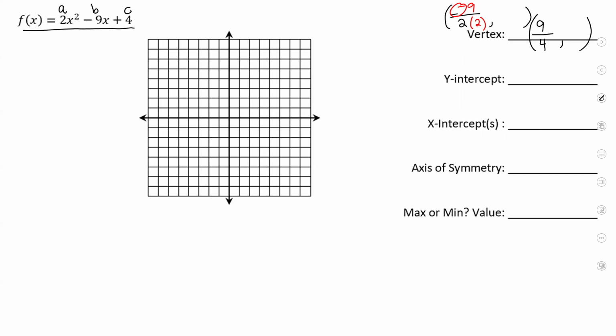If you don't want to put 9 over 4, you can use your calculator. What is 9 divided by 4? Exactly, 2.25. So you can also put the 2.25 instead of a fraction.